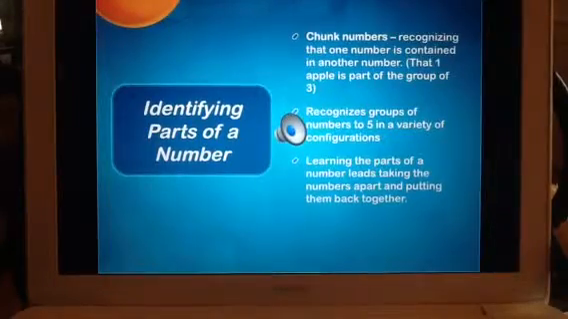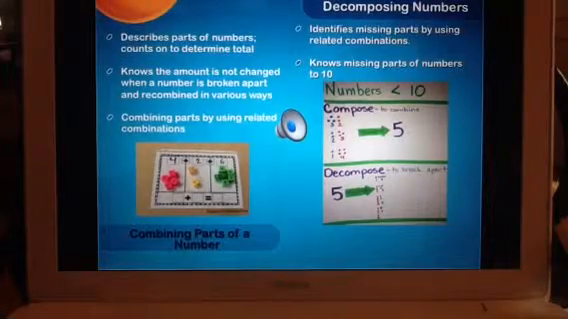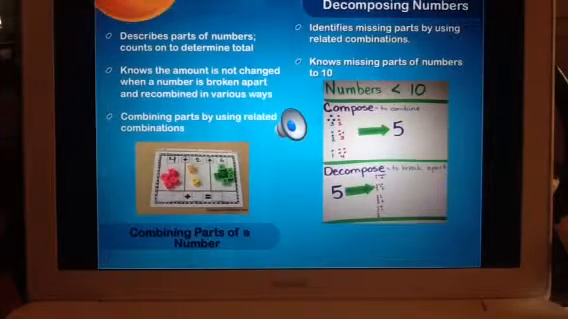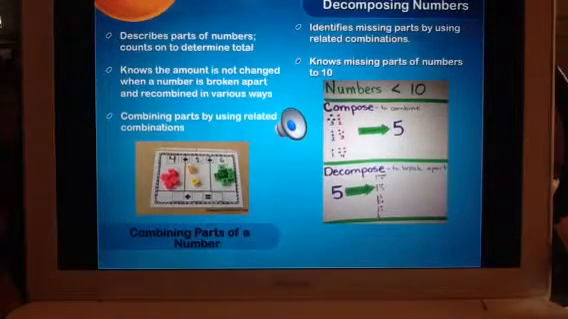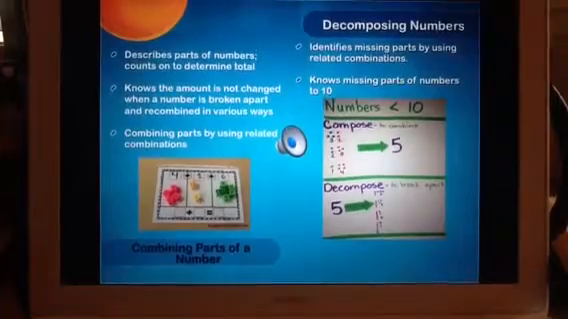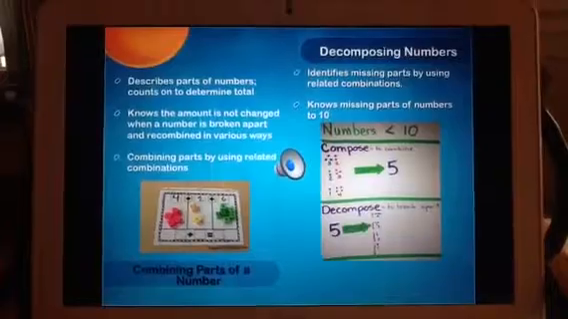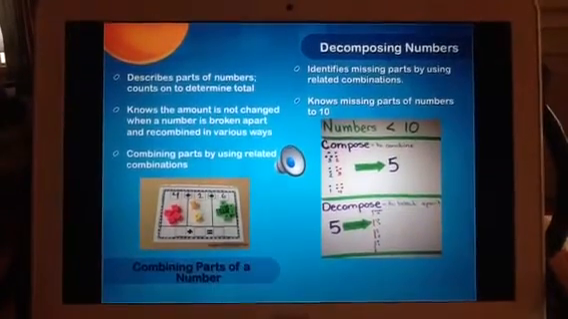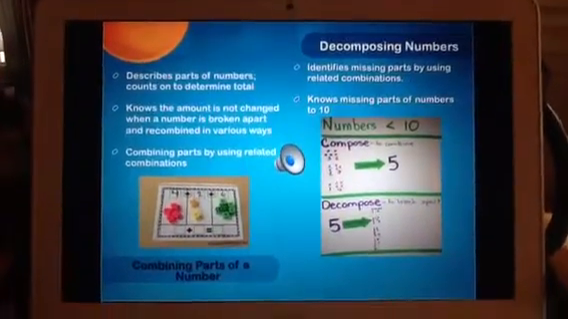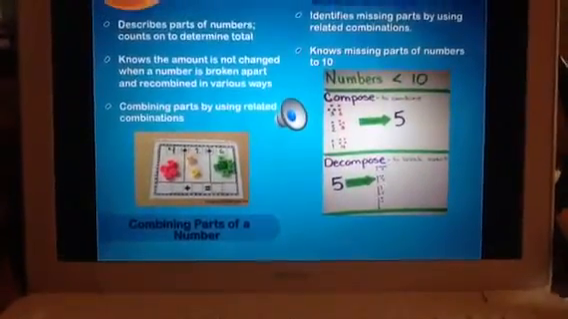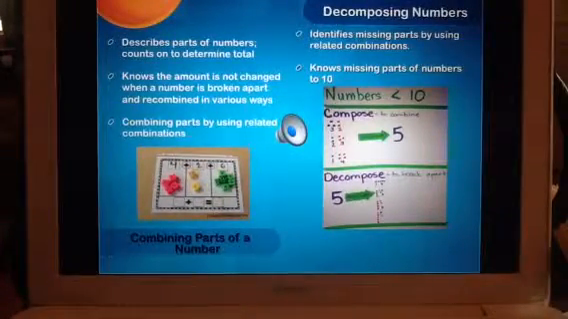These 2 key components are decomposing numbers and identifying parts of a number. Decomposing a number, as the illustration shows, is combining and breaking apart numbers. It identifies missing parts by using related combinations and knowing missing parts of numbers to 10. This shows an example of composing to combine numbers up to 5. How 3 and 2, 2 and 3, and 1 and 4 compose to make 5, the number 5, and how you decompose it to break it apart.